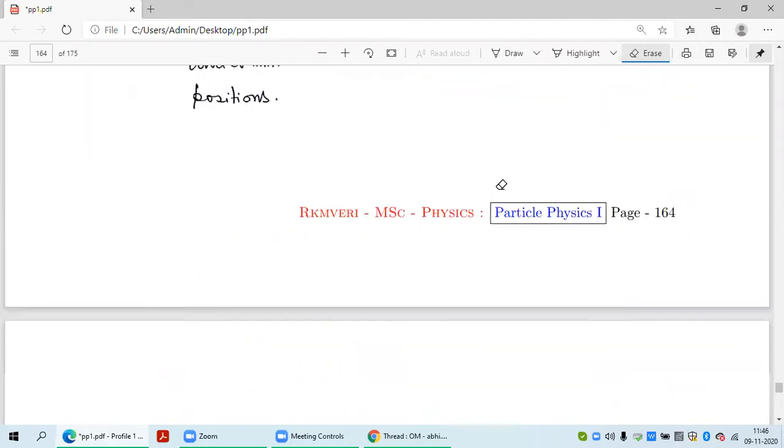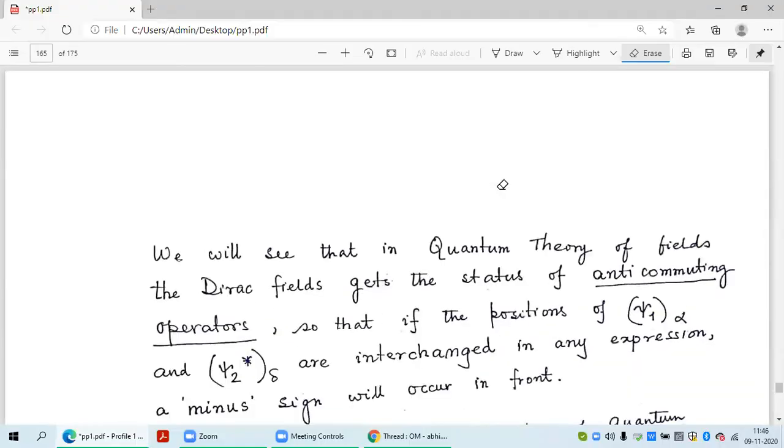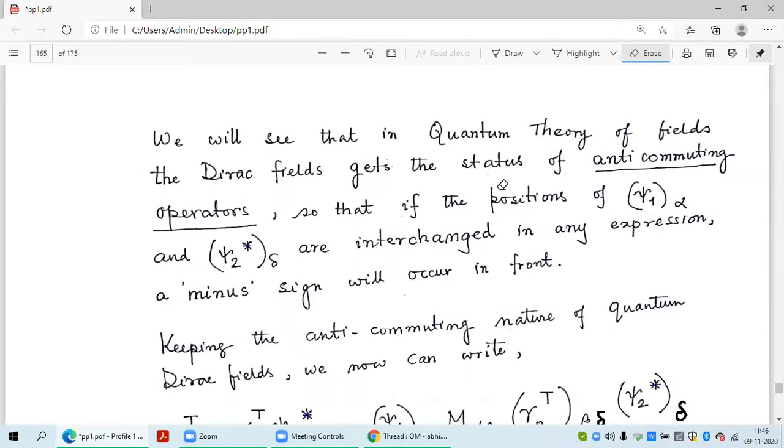Now, this is a result, again, I will state, which will soon be proved when we study quantum field theory: when the Dirac fields become operators, that is quantum fields, when you do the quantum version of Dirac field theory, then we will see that these operators, psi1, psi2, etc., will become anti-commuting operators. This I just make as a statement. We can show this in due course. So don't ask me to show it now.